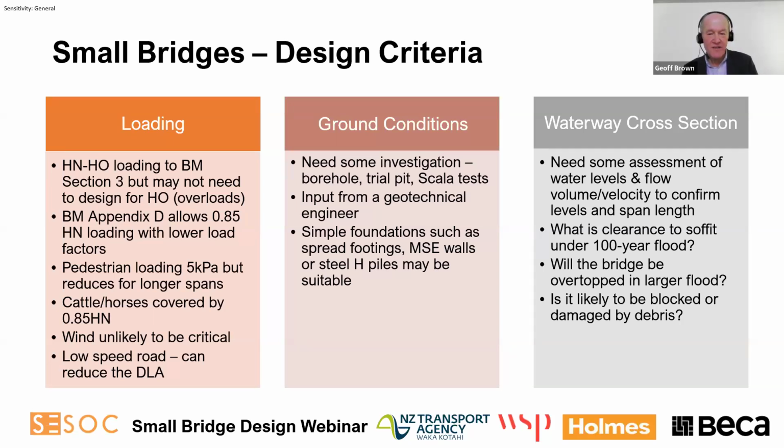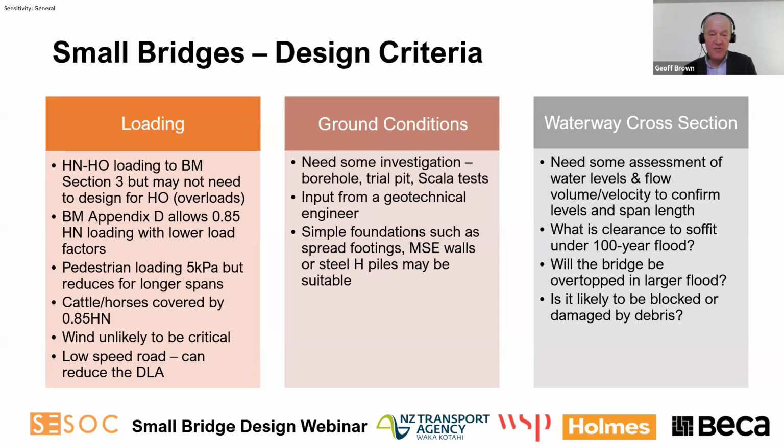The waterway cross-section, again, we need some assessment of that in terms of the water levels, flow volume, velocity, to confirm the levels and the span that we require. What is the clearance that we require to the soffit under the 100-year flood? Now, the standard freeboard is 600 millimeters. Sometimes that may be reduced or increased depending on the risk of debris.